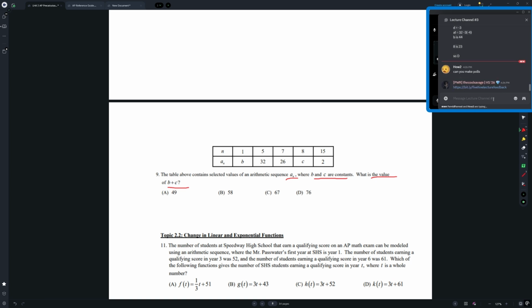Can you make polls? If someone could make the poll for me, but I don't have the ability to make polls while being in the way I have the recording set up right now. Thanks. Cool.